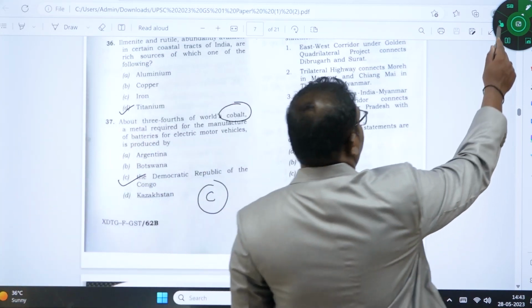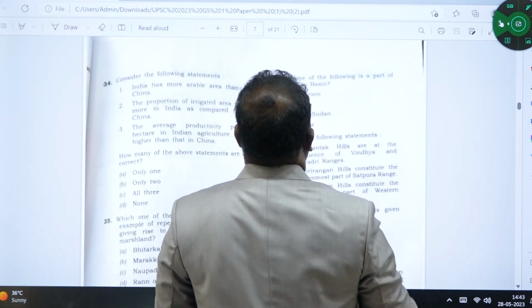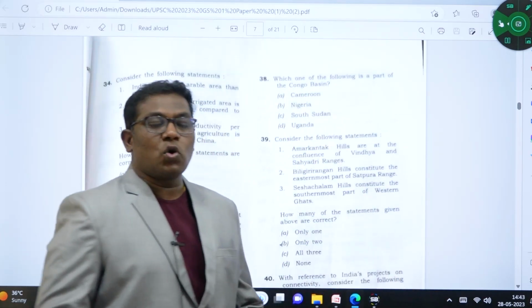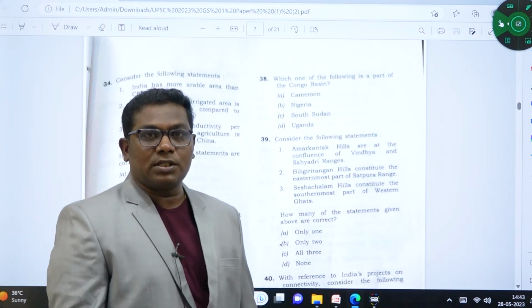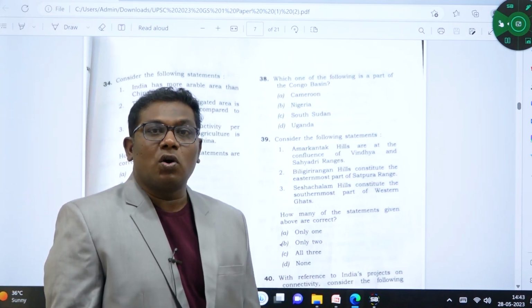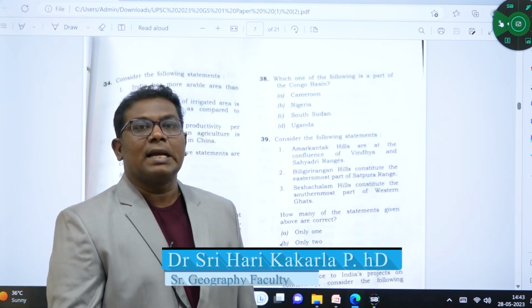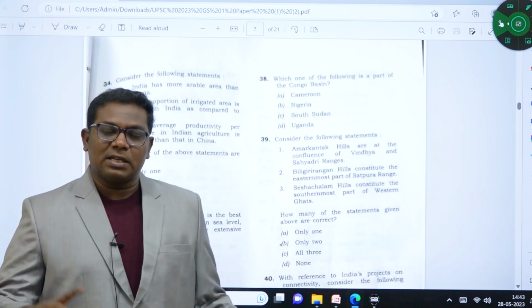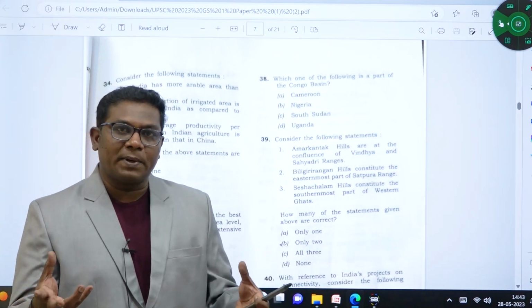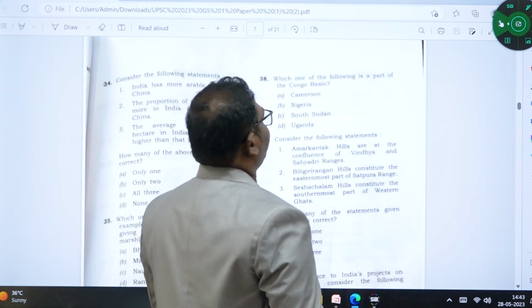And coming to the 38th question. Which of the following is part of Congo Basin? Congo is one of the largest rivers of the world. Congo River is seen in Central Africa. Congo River Basin is having the largest tropical rainforest in Central Africa. And after Amazon, the largest forest has been formed in this Congo Basin only. That is in Central Africa.